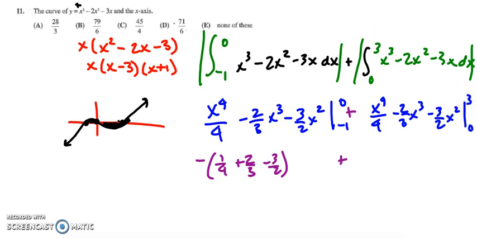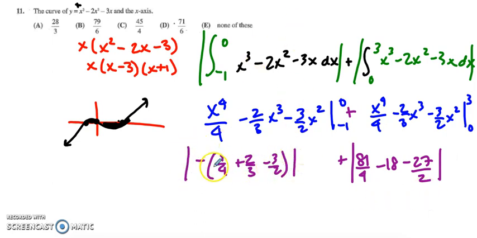When I plug that in, I get 3 to the 4th is 81, then 3 cubed is 27, times -2/3 is -18, and then this one is going to be -27 over 2. If I plugged in 0, I'd get all zeros. But let's be clear that we still need the absolute value of both of these. Okay, so let me work on simplifying now.